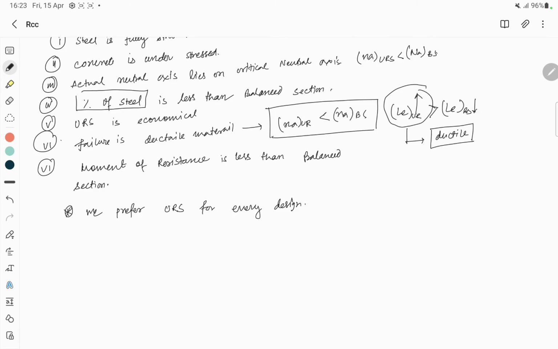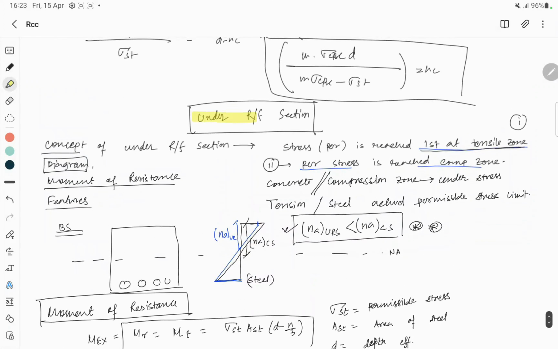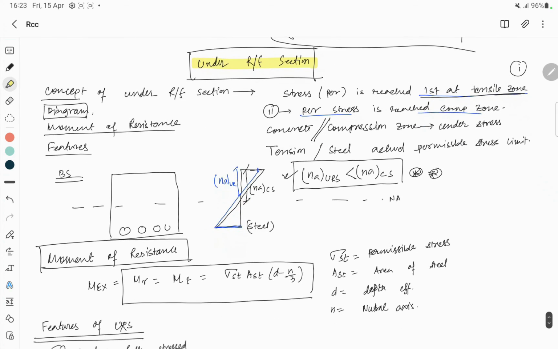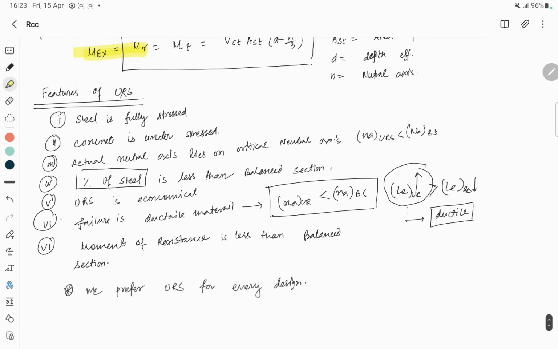Okay, so this is all about your under reinforcement section, where I discussed the concept as well as the main diagram, which is much more important for understanding and for solving MCQ questions. Then I talked about how you find the moment and some features of the under reinforcement section.